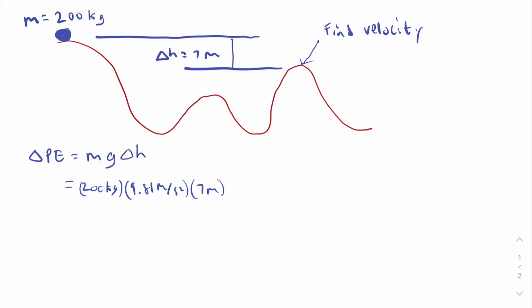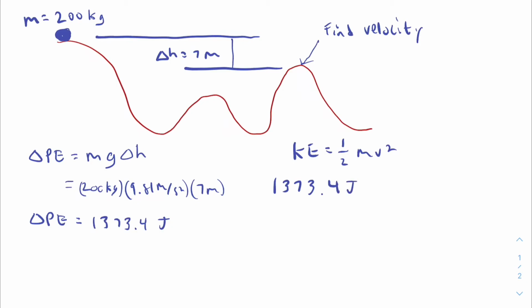Plugging in 200 kilograms for the mass, 9.81 meters per second squared for the acceleration due to gravity, and 7 meters for the change in height, we find that the change in potential energy is equal to 1,373.4 joules. We know that the formula for kinetic energy is 1/2 of the mass times the velocity squared. We know that any decrease in the roller coaster's potential energy will be converted to kinetic energy, so we can plug in 1,373.4 joules for the kinetic energy.